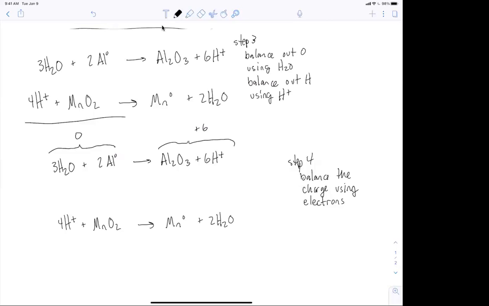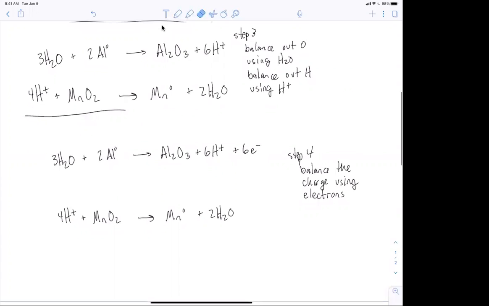And so the charges have to be balanced on both sides. You can't create charge from nothing. And so to fix that, what we can do is add in 6 electrons. So 6 electrons takes care of this because an electron has a negative charge. So the negative and the positive cancel out. And so now it goes from plus 6 to 0, and now my charges match on both sides.